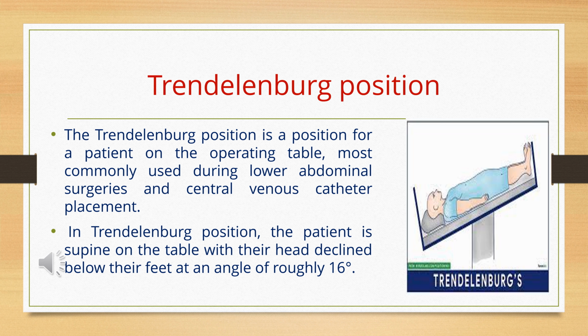Another type of position is Trendelenburg's position. This position is for a patient on the operating table, most commonly used during lower abdominal surgeries and central venous catheter placement. In Trendelenburg's position, the patient's head is usually lower than the patient's feet. We can lower the patient's head at an angle of roughly 16 degrees. But the patient cannot be placed in such a position for longer periods of time.